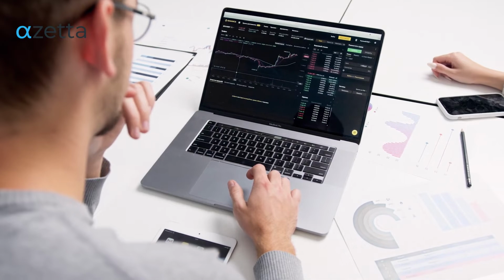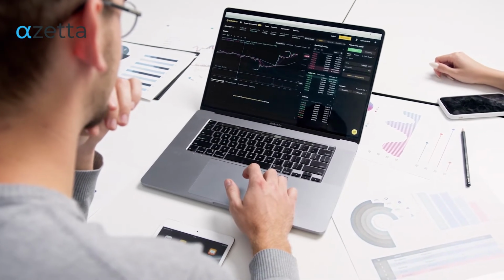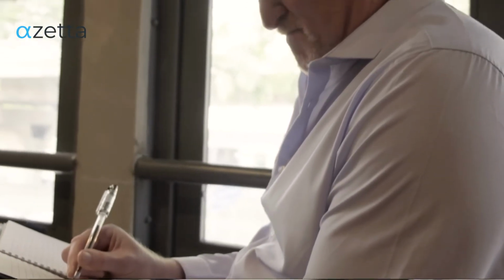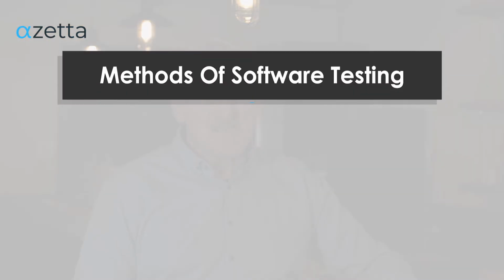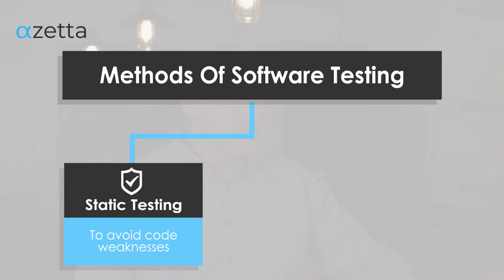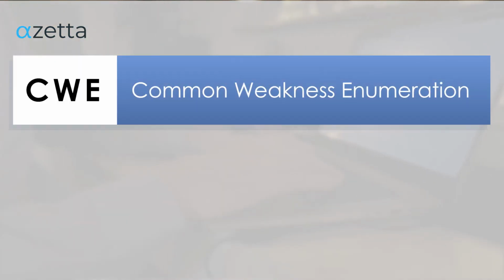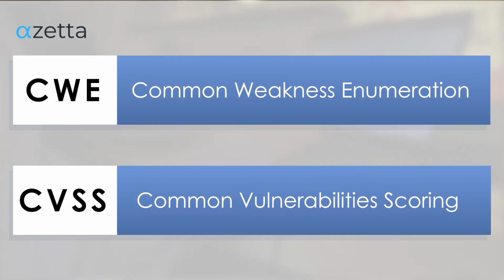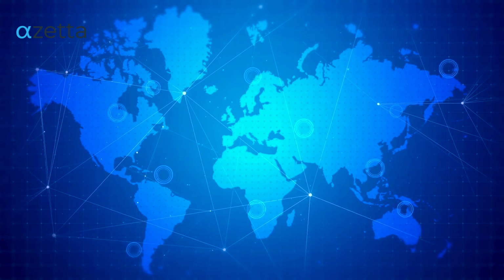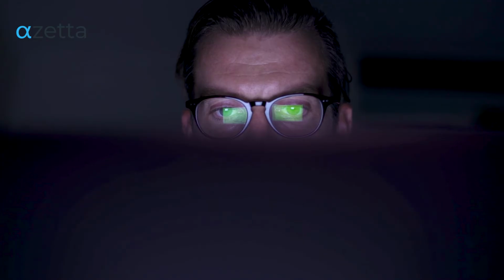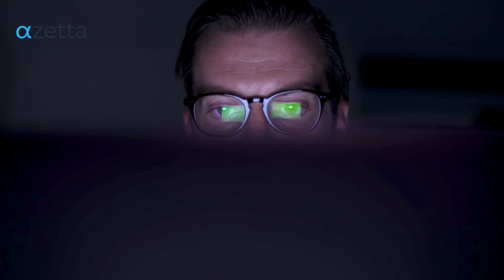Testing is important to make sure that we've got the right quality in our code. There are two major types of testing that we can use. Static testing, which will look for code weaknesses, and dynamic testing, which will look for software defects that allow us to fix them. We can use CWE and CVSS scores to help us prioritize and fix those things that need to be fixed before we go live. Once we've corrected the problems, then we need to test again to make sure that we've actually fixed the issue.